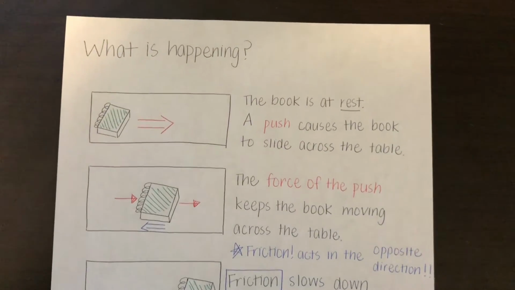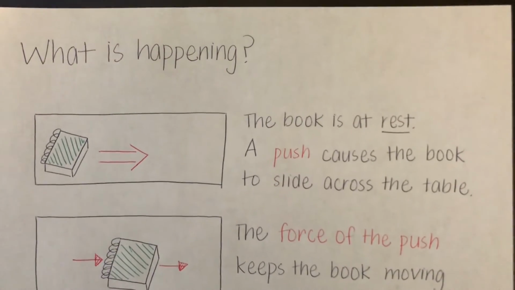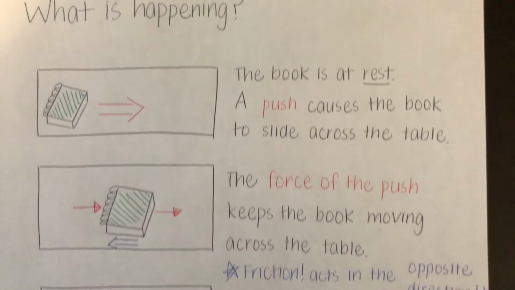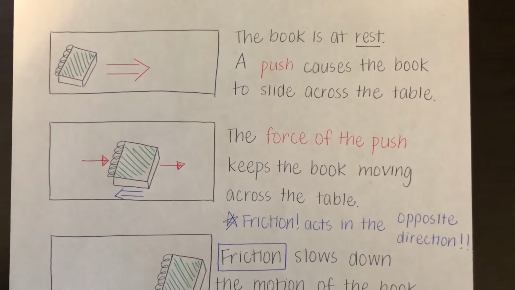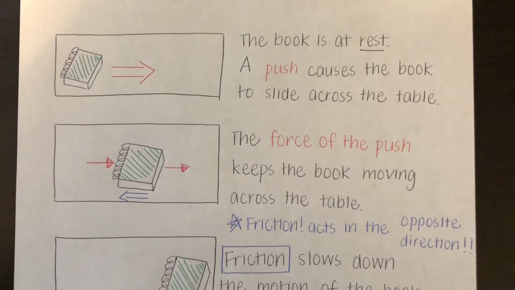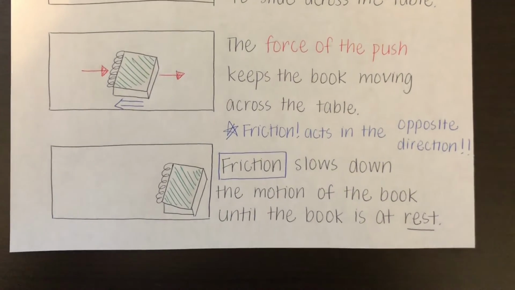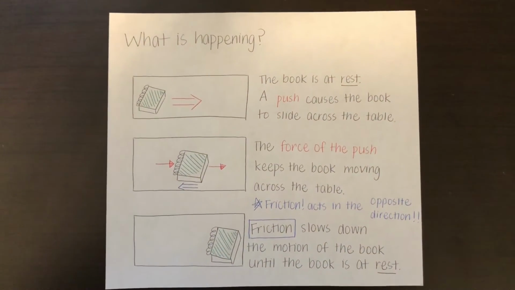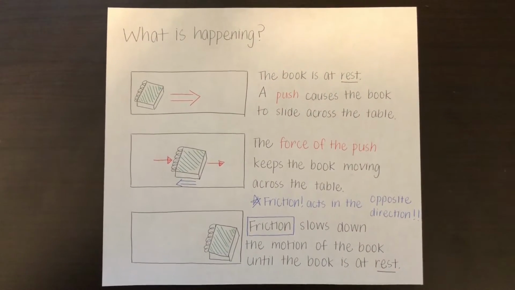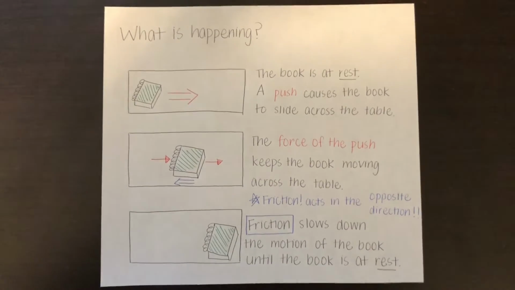So what exactly is happening? At first, the book is at rest before a pushing force moves the book across the table. A frictional force that acts in the opposite direction to the direction of motion slows down the book until the book is at rest again at the other side of the table. Just as a side note, this is an example of sliding friction because the book slides across the table, but we'll get into that a little later.